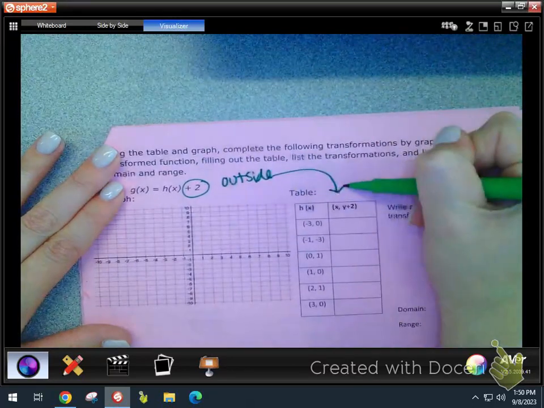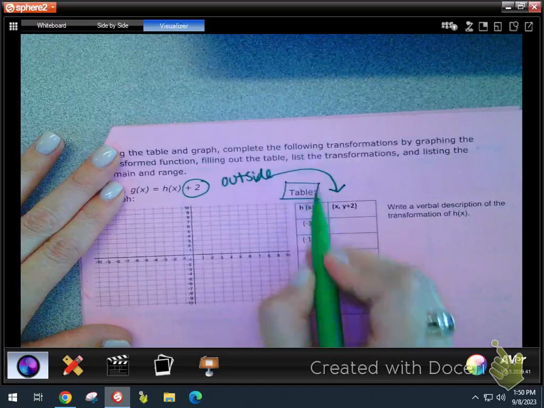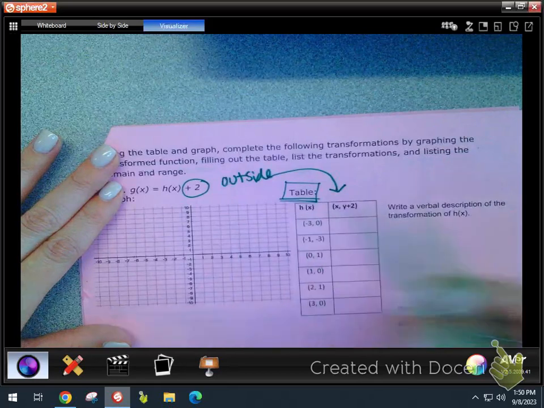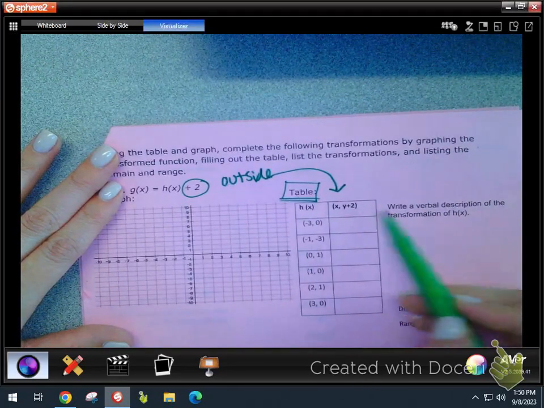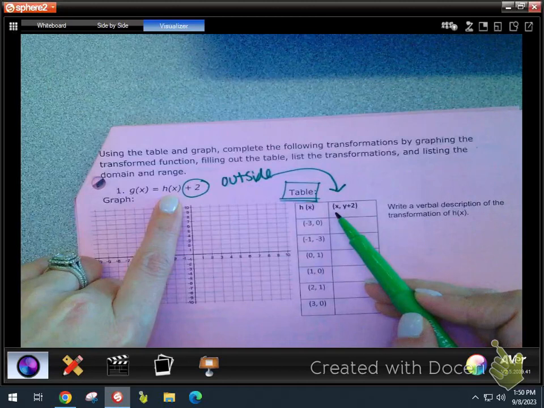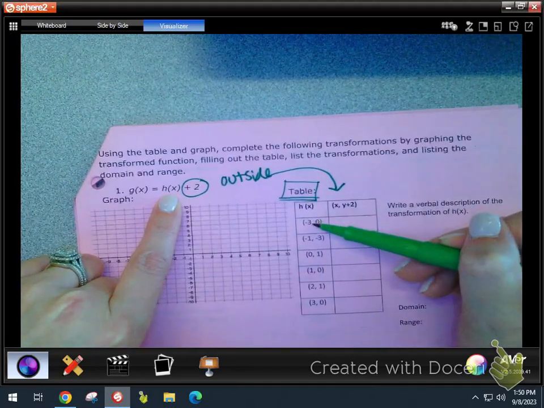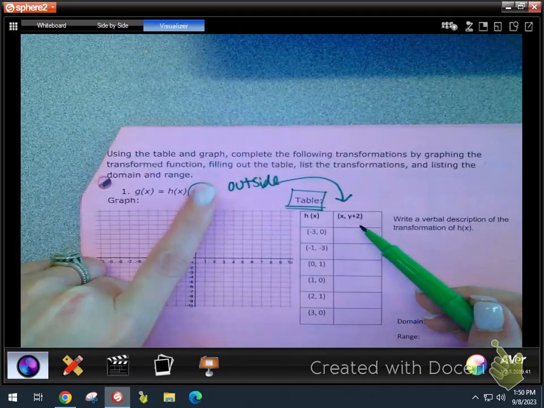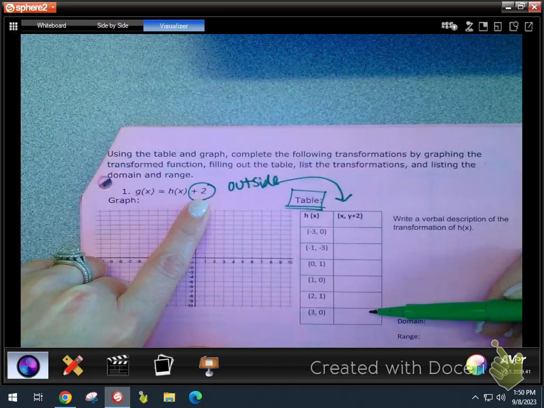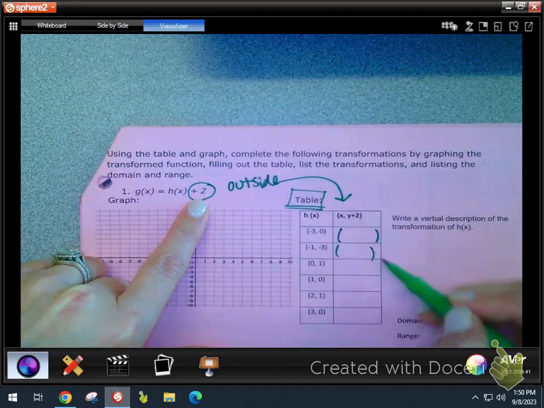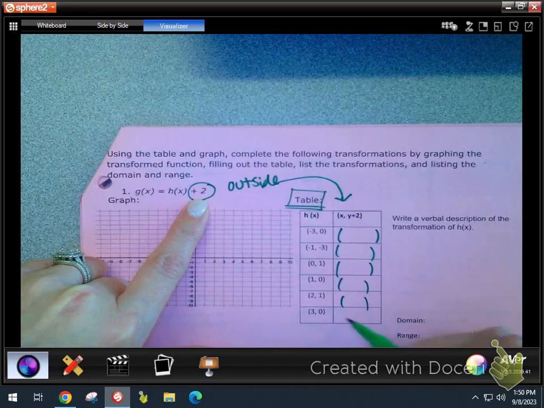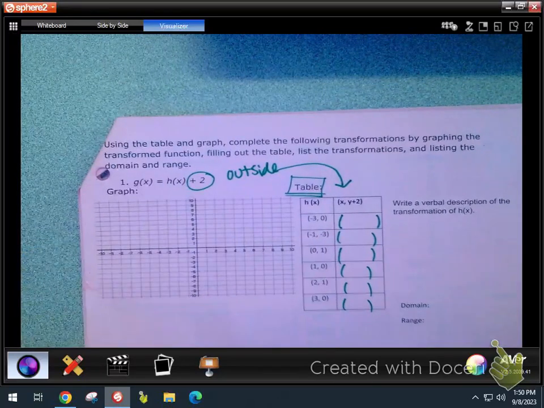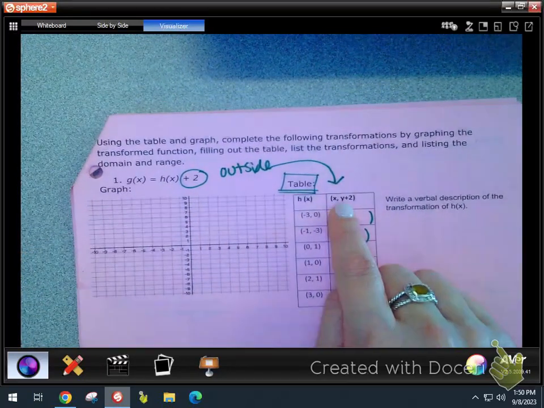I set up your table. I am going to require that you do tables every single transformation that we do. And I also want you to put at the table what you're doing. You have no changes on your x. Your x values will stay the exact same as the original. However, your y values, you're going to apply that transformation. You're going to add 2 to each y value. So you need to be making me a bunch of new points, throw them on the graph, connect them, and answer these questions.